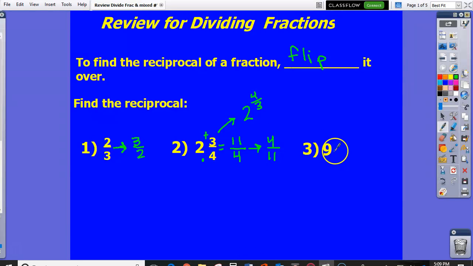For the third example, again, we do not have a fraction, so we're going to write an equivalent fraction for the whole number 9. 9/1 is equivalent to 9. Now we're going to write the reciprocal of 9/1. Just reverse the numerator and the denominator, so then you've got 1/9. We have to use reciprocals when dividing fractions, so let's look at what's next.